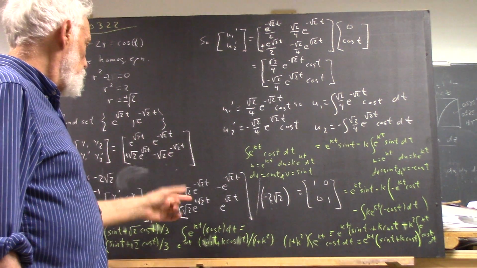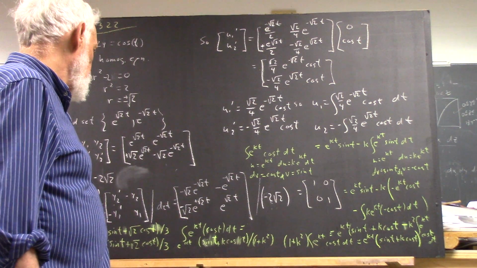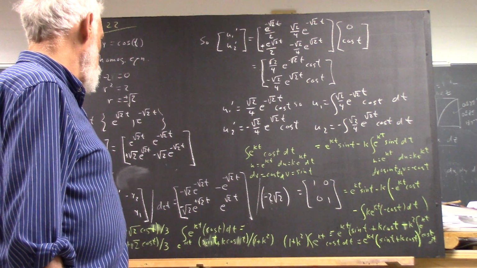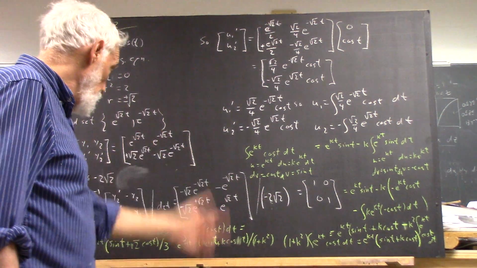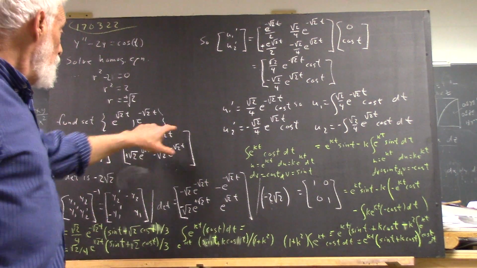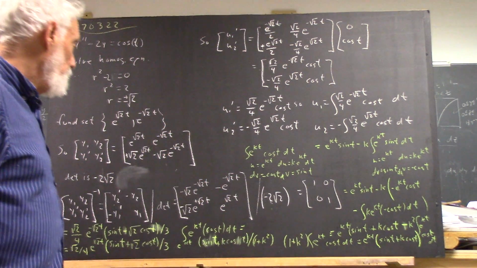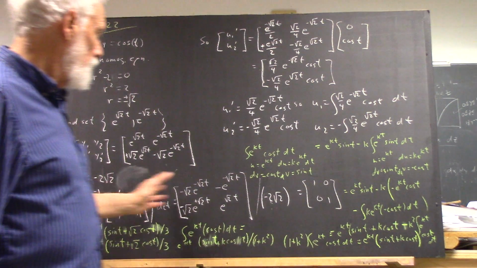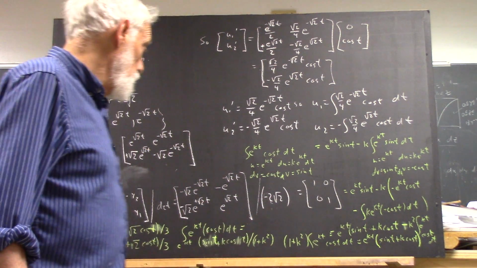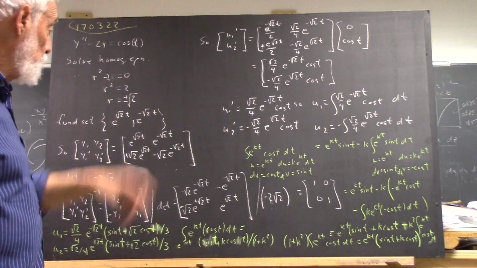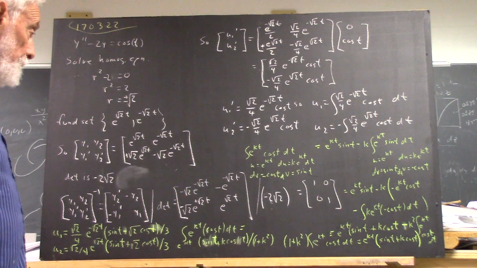But if we flip these two and change the sign, no, I'm sorry, we flip these two, we don't change the sign. And we change the sign on these two, and we have the inverse matrix as long as we divide by the magnitude of the matrix, the determinant of the matrix. Okay?